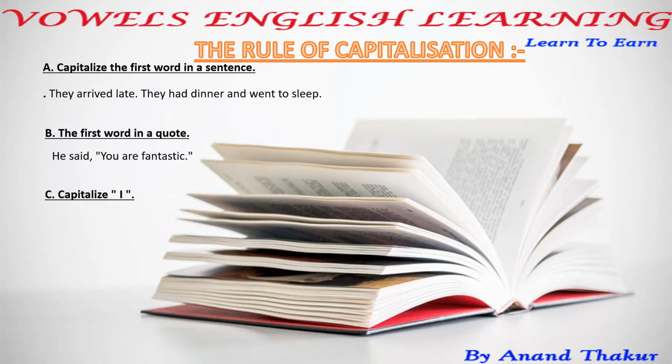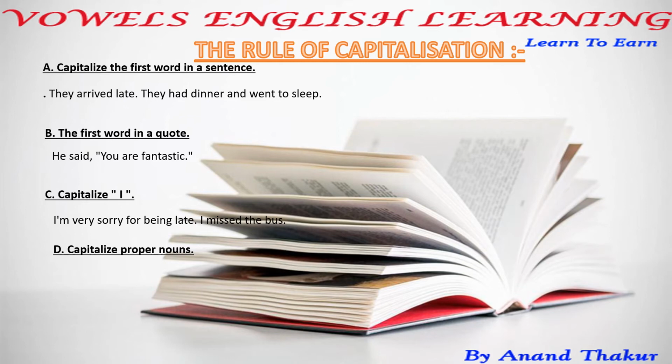Now the next one is to capitalize I. As we are talking about words, I is the smallest word in the English dictionary that has a meaning. Whenever we use I, it should always be a capital letter. We should not use a single I as a small letter. It should always be used as a capital letter. The next rule is to capitalize proper nouns.